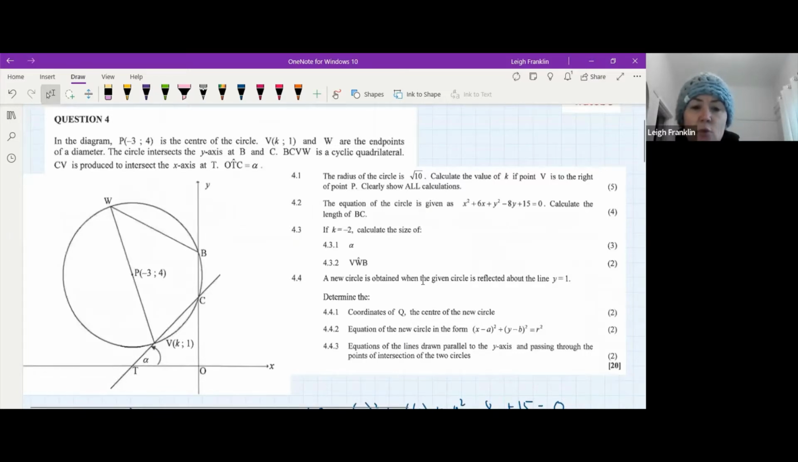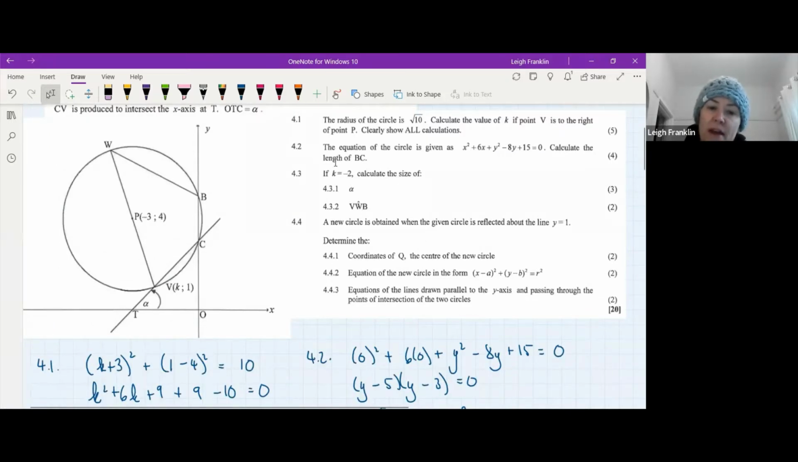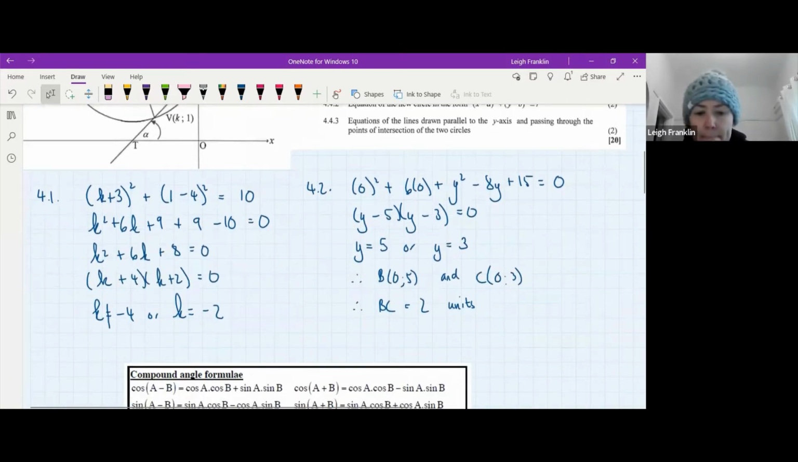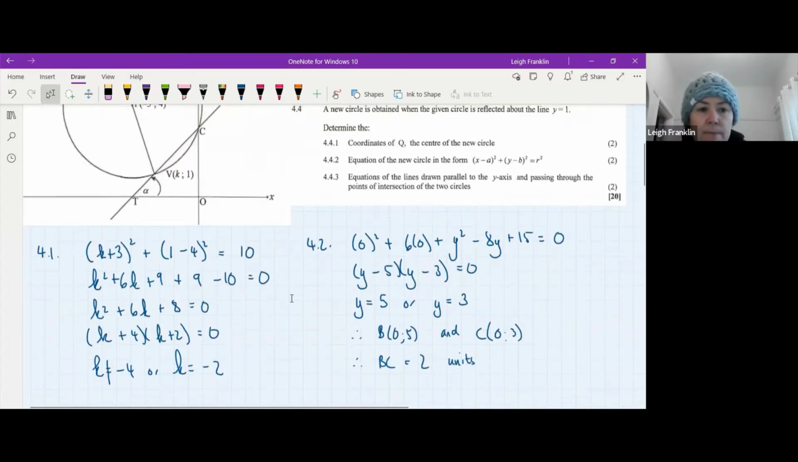Now they say to us in 4.3, if k is equal to -2, calculate the size of alpha. Why do you think they gave us a hint here to tell us the x coordinate at k is -2? How does that help us calculate alpha? What do we need to do here? How are we going to calculate an angle? Absolutely, from gradient, Kayla. So here we're working with tan alpha equals m.